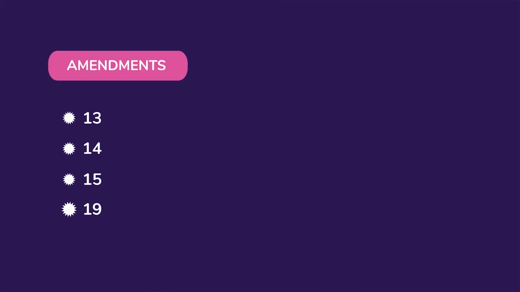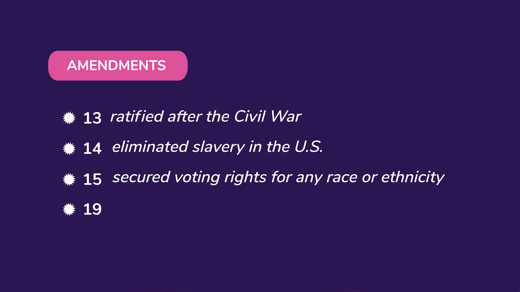There are 4 constitutional amendments that are really likely to be on the test: the 13th, 14th, 15th, and 19th. The 13th, 14th, and 15th Amendments deal specifically with the issue of race in America, and they were ratified after the Civil War. These amendments outlaw slavery throughout the United States and make it illegal to prohibit someone from voting based on race or ethnicity. And the 19th Amendment enabled women's suffrage, which is the ability for women to vote.